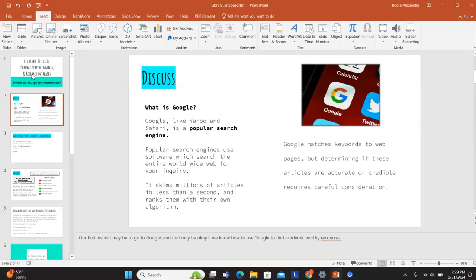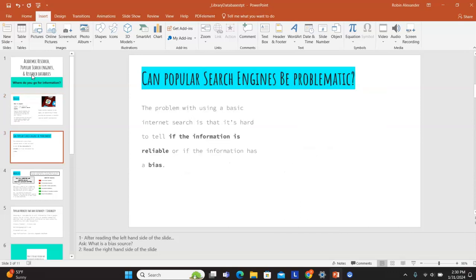So, what is Google? Google, like Yahoo and Safari, is a popular search engine. Popular search engines use software which search the entire World Wide Web for your inquiry. It skims millions of articles in less than a second and ranks them with their own algorithm. Google matches keywords to web pages, but determining if these articles are accurate or credible requires careful consideration.